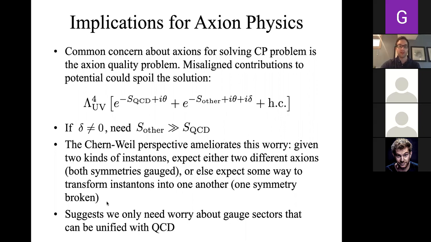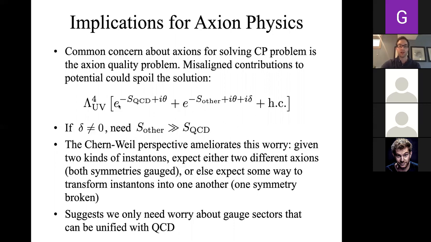What this means is that it suggests that we only need to worry about gauge sectors that can be unified with QCD. The ones that cannot be unified with QCD will have a different Chern-Weil current which needs to be gauged. The ones that are broken are going to unify with QCD into some larger gauge group. And this means that the same sort of dynamics that give rise to the QCD axion potential might also be explaining the other contributions to the potential.